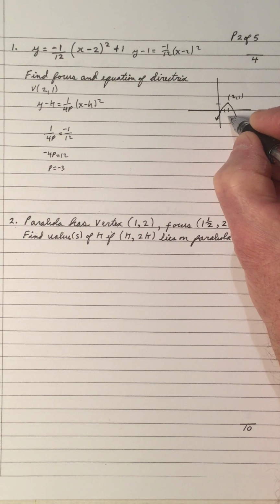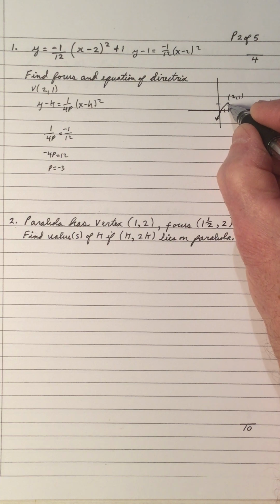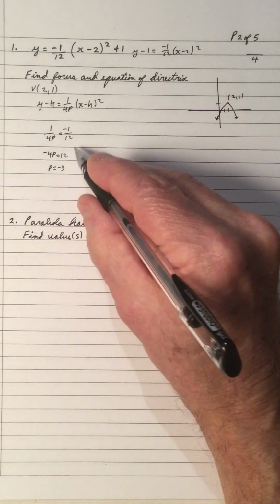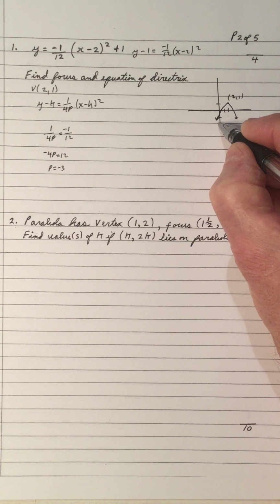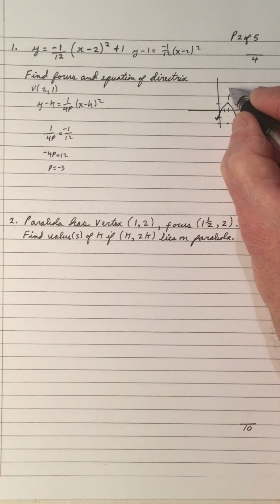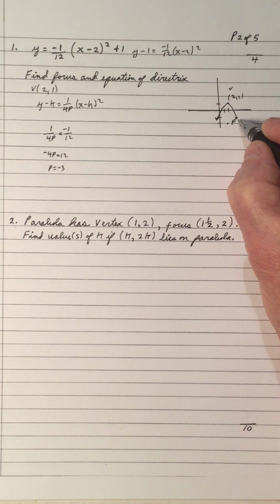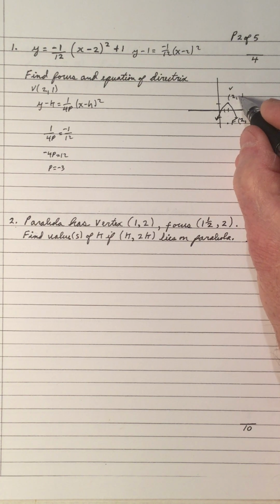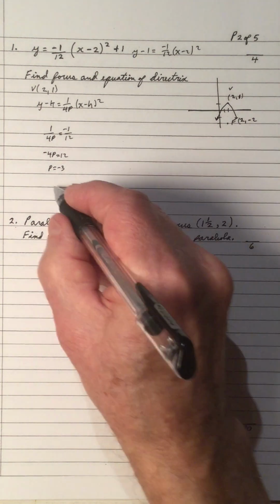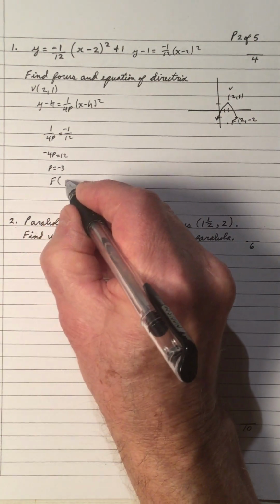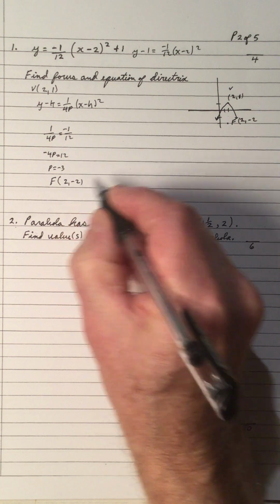So its focus is down here at 3. So if you go down, that's negative 3. So 1, 2, down right here. So this is the vertex. This is the focus. And the focus is going down, so it's a 2, and 1 subtract 3 is negative 2. So the focus is 2, negative 2.